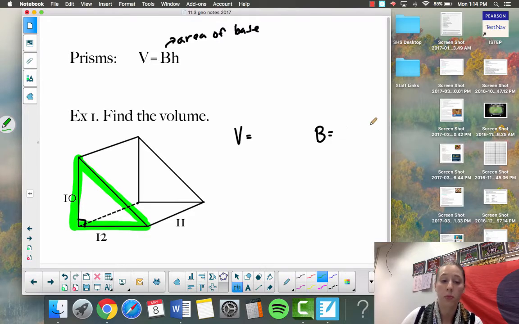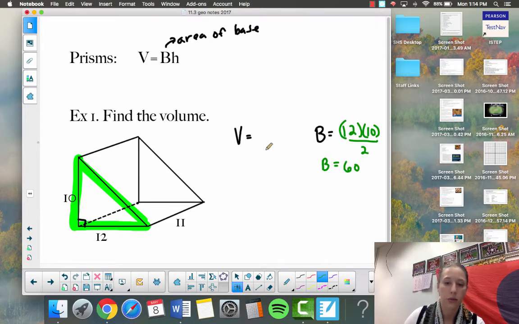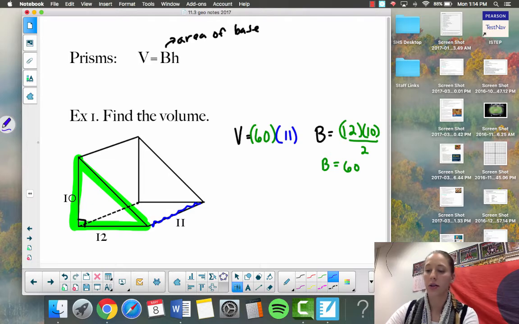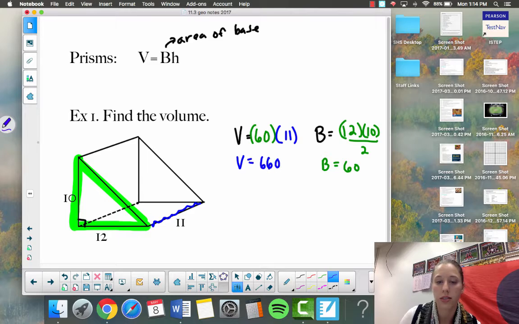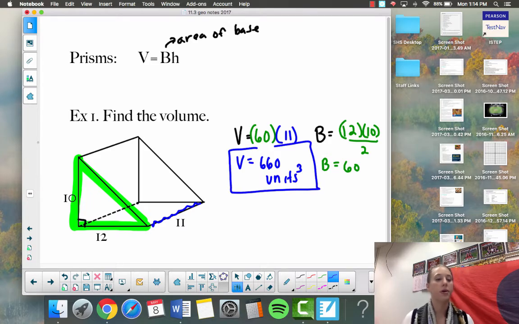If you look here, the base of the triangle is 12, the height of the triangle is 10, and then we can divide by 2. So 12 divided by 2 is 6, so we get that the base area is 60. Then we can plug into our formula: 60 times the height of the prism, which is 11. On the calculator, 60 times 11 gives 660. So our volume is 660, and in this case there are no units, so it would just be units cubed. And we'd be done. Really short.